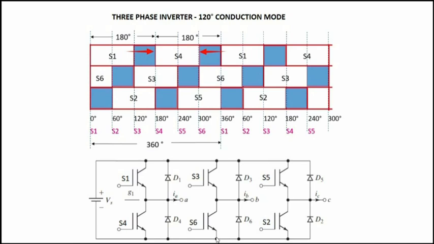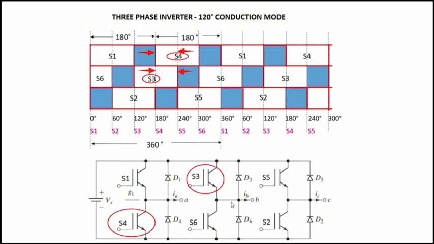However, the startup triggering or the triggering sequence is common for both 180 degree and 120 degree conduction mode. That is, if switch S1 is triggered at 0 degree, then switch S3 which is present in the upper group is triggered at 120 degree. And switch S5 which is present in the upper group is triggered at 240 degree. So this triggering is same for both 180 degree and 120 degree conduction mode.